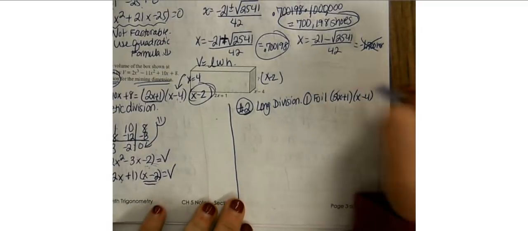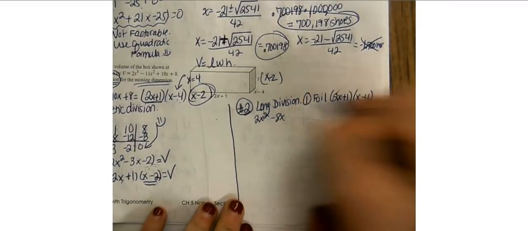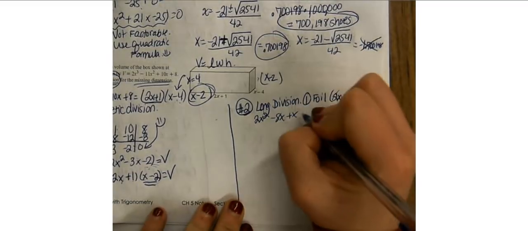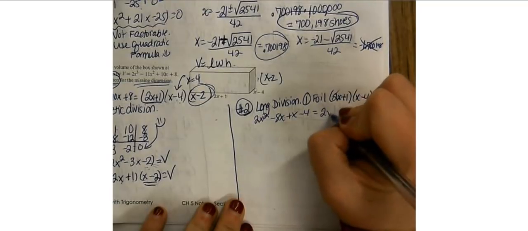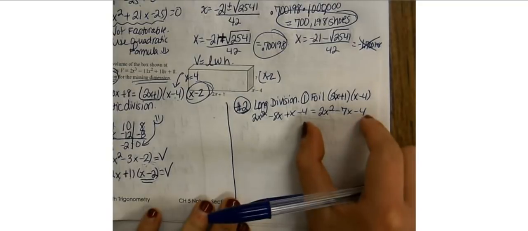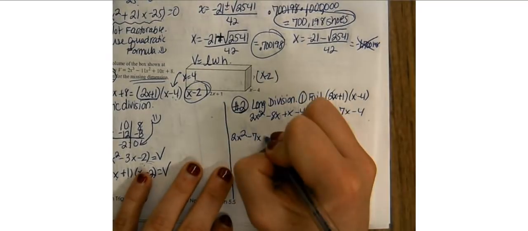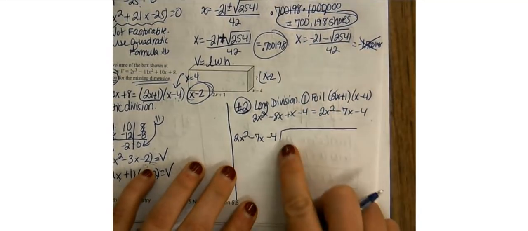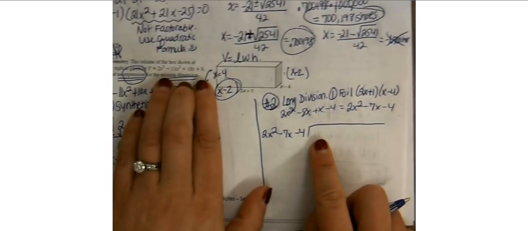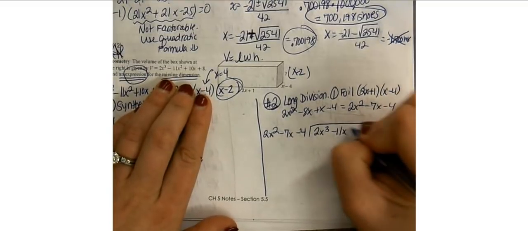So we have 2x squared minus 8x plus x minus 4. And that's equal to 2x squared minus 7x minus 4. This is going to be our divisor that I'm going to put on the outside of a box. So that's 2x squared minus 7x minus 4. And what's going to go inside of the box is what we started with. That's your 2x to the third power minus 11x squared plus 10x plus 8.